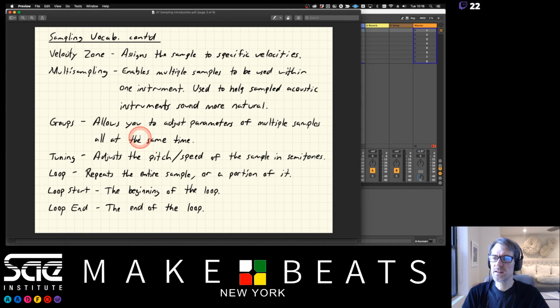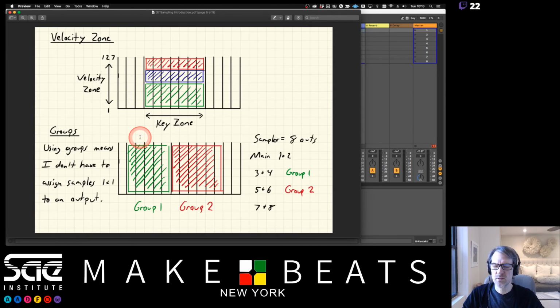Then we have velocity zones, and velocity zones are the same as the key zones. It assigns the sample to specific velocities. The only difference really is that instead of going across the keys like this, it goes on how hard you hit the key. If you hit the key harder, it's a higher velocity. If you hit the key lower, it's a lower velocity. So you've got the higher keys, the higher velocities, the lower velocities, like that.